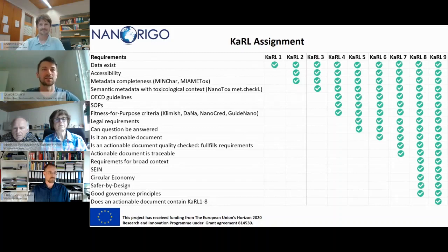Next case, we have found a study on the Nanoinformatics platform on the toxicological effect of titanium dioxide nanoparticles depending on the surface functionalization and on the diameter of nanoparticles. The study was conducted according to OECD guidelines, and here's the question: what KaRL could be assigned to this particular case, according to the table? So, any ideas?